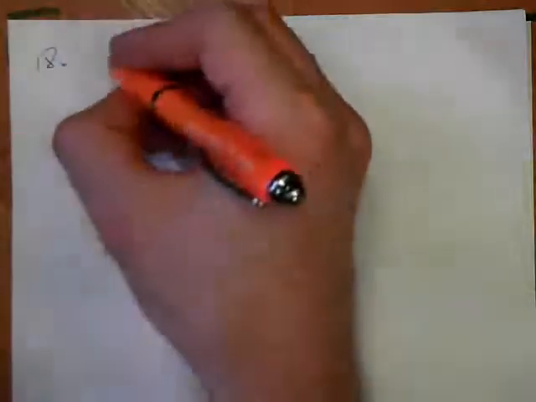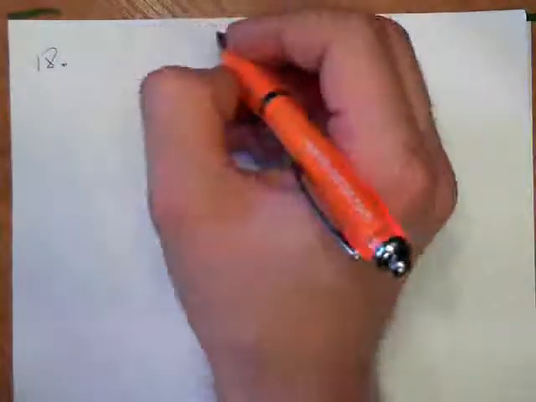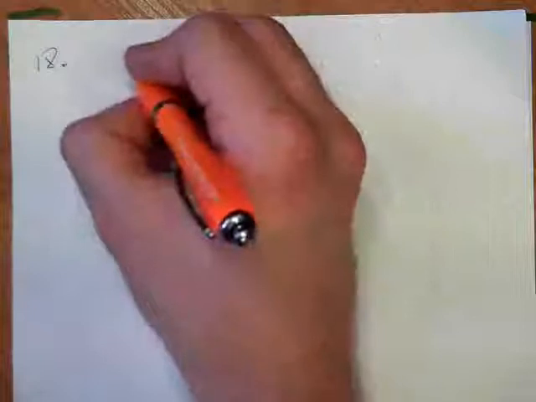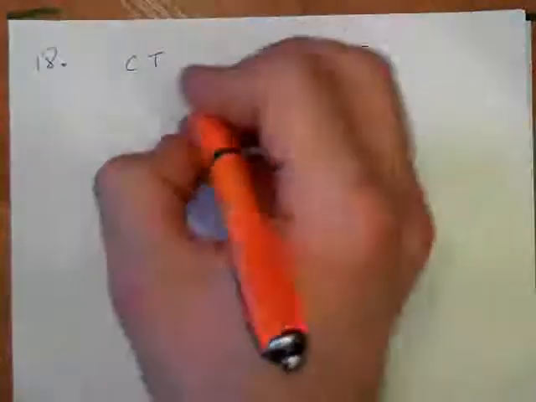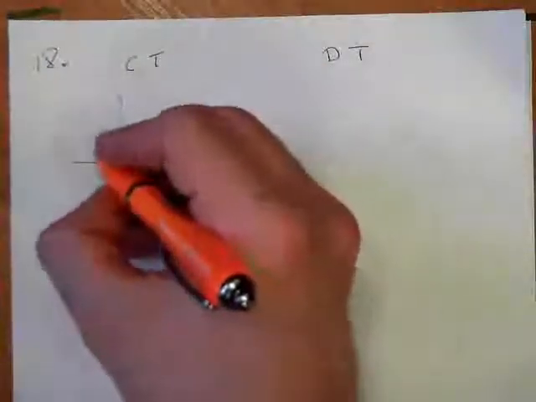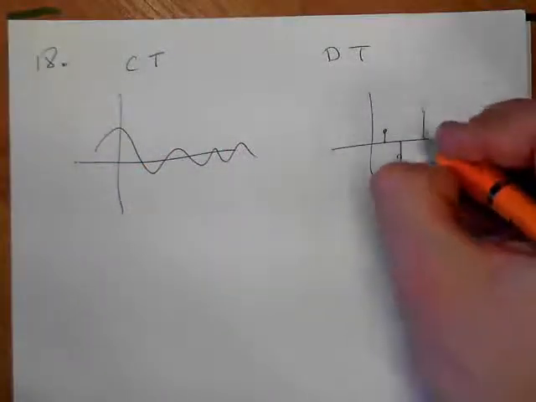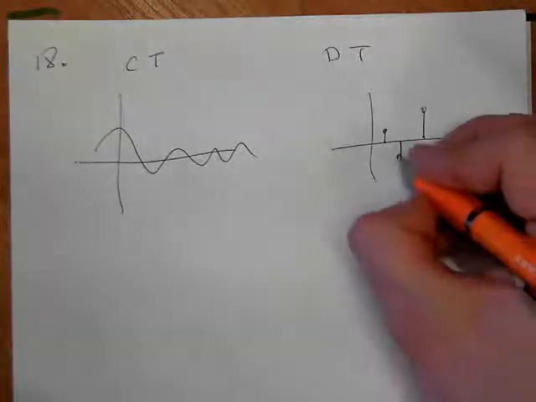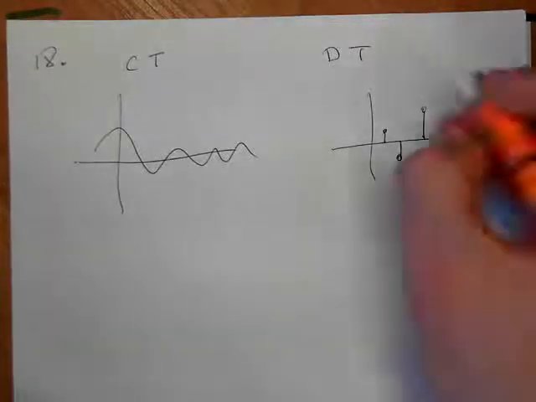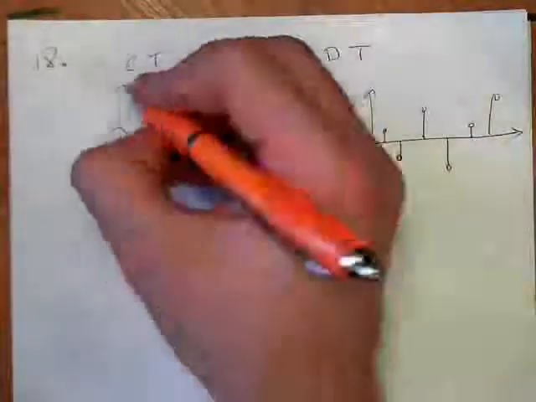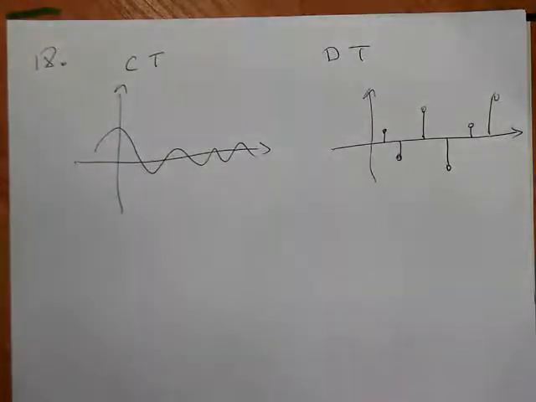So now number 18. You need to differentiate between discrete time and continuous time signals in figures. So it's very easy. So it's CT and DT. How does CT look? It is a continuous signal. How does DT look? It is a discrete time signal. Very easy to do this.